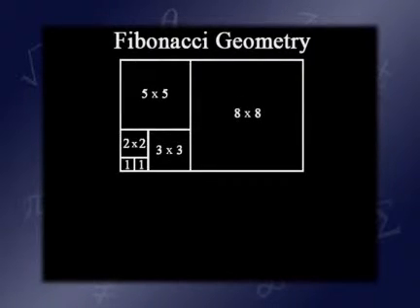Now, do you notice the dimensions of those squares? 2 by 2, 3 by 3, 5 by 5, 8 by 8: 2, 3, 5, 8. Who do we appreciate? Fibonacci again. Okay, here's my question to you. What is the area of this rectangle?